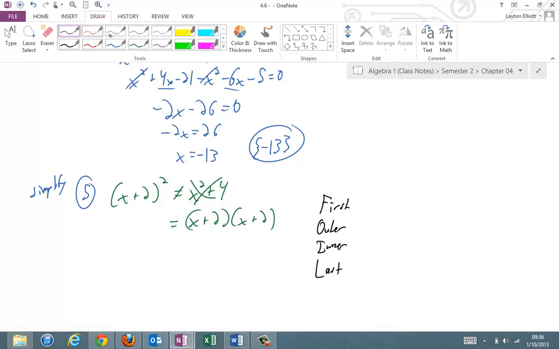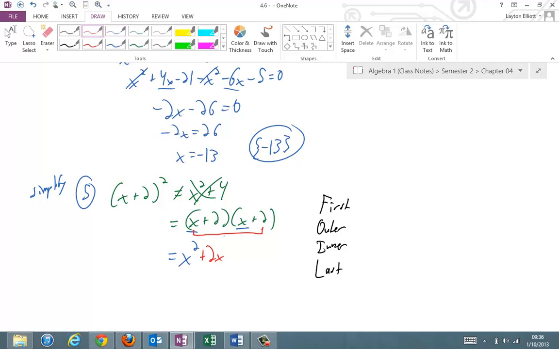So you will get to that point, but for right now, first means we take the first two terms, multiply them together. X times x is x squared. Outer means we take the outer two, which I'm going to do in red here. 2 times x is 2x.